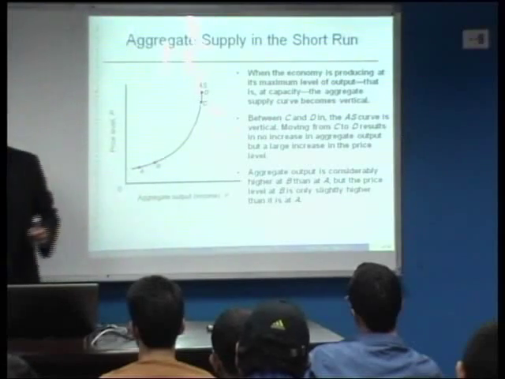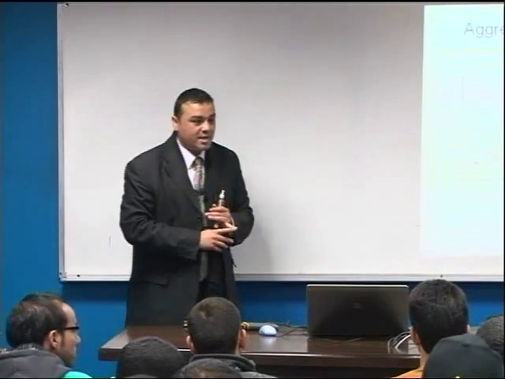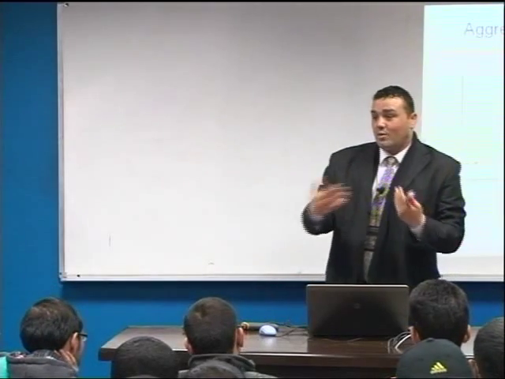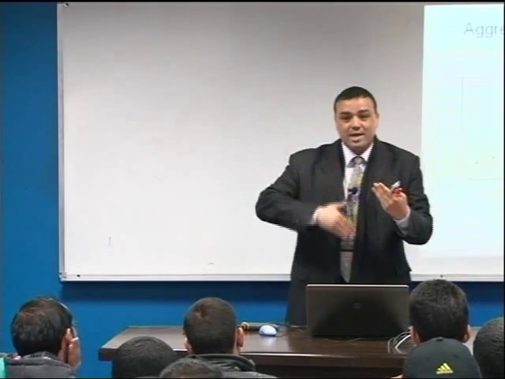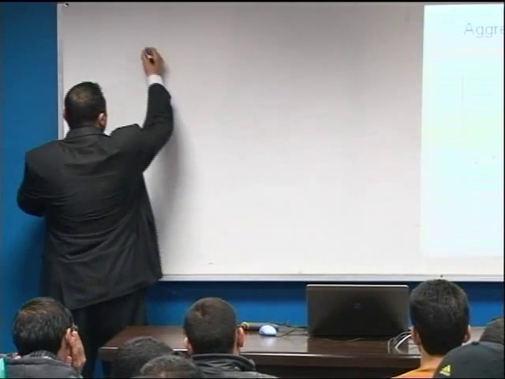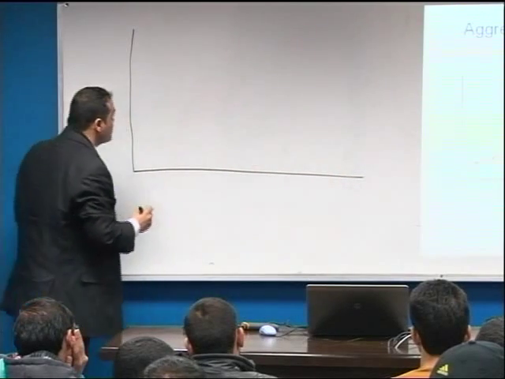Suppose the equilibrium in the economy occurs when aggregate demand intersects aggregate supply. In general, التوازن في السوق بيكون لما aggregate demand بيساوي aggregate supply. So let's draw the equilibrium in the market.